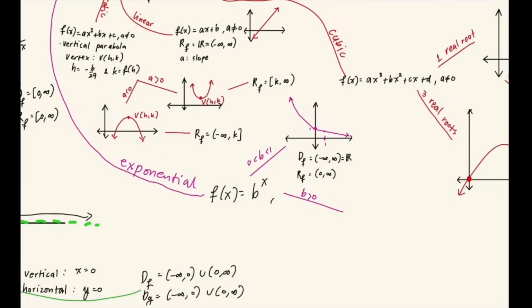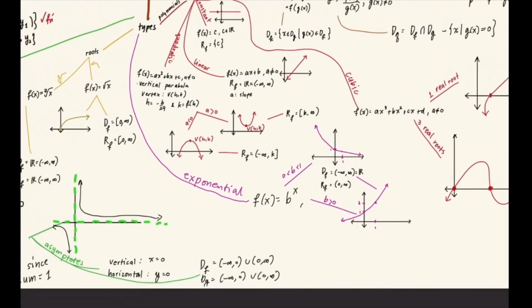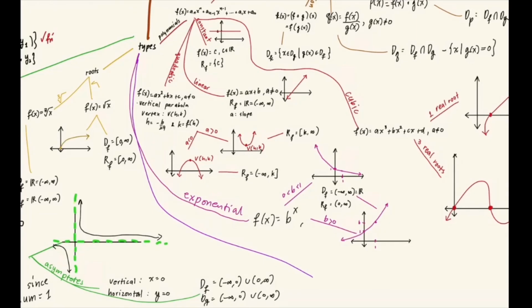So if you have b greater than 1, it would be an increasing function. So the graph would somehow look like this. When x is 1, y is b, and you have the same domain and range.